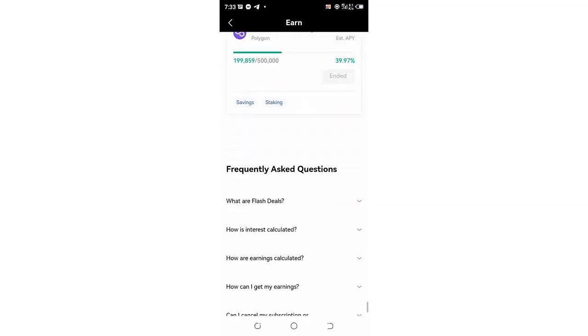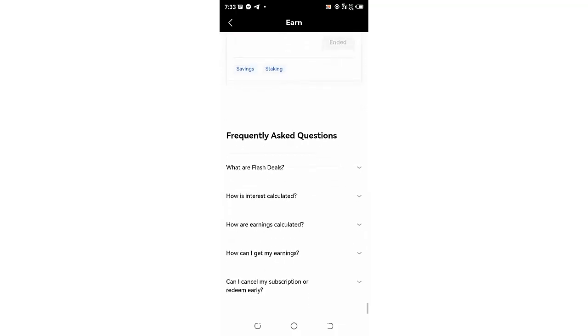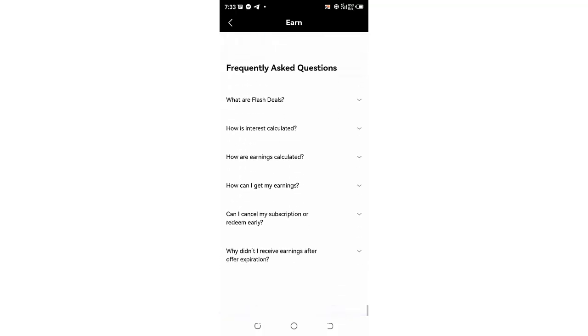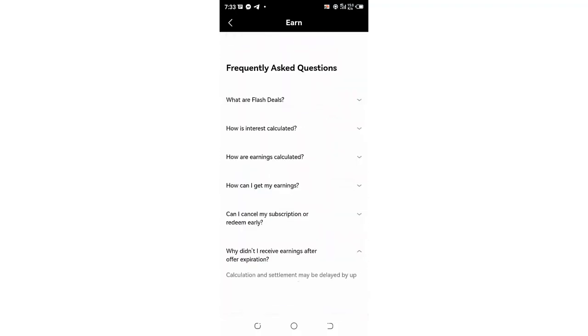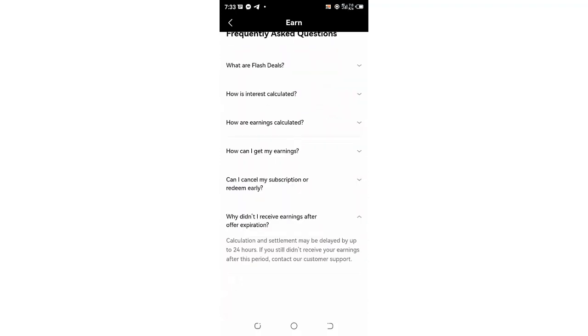Do you get? So here you can now come under this place, frequently asked questions. What are flash deals? How is interest calculated? How are earnings calculated? How can I get my earnings and all that? How can I cancel my subscription or redeem early? Why didn't I receive earnings after expiration and all that? So you can go through all of this. Calculation and settlement may be delayed by up to 24 hours. If you still don't receive your earnings after this period, contact our customer support.